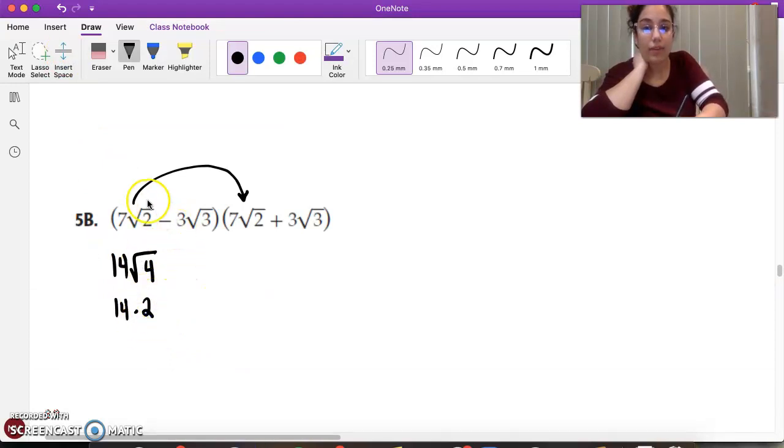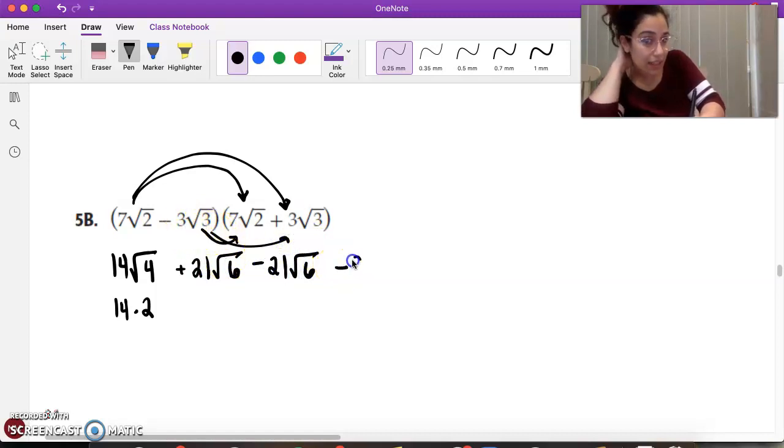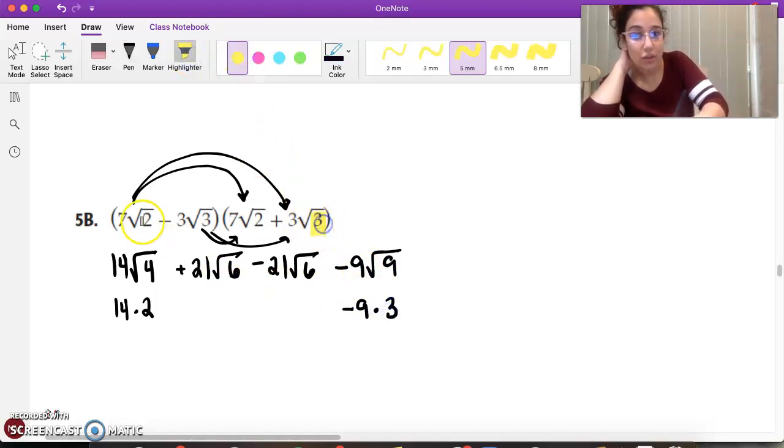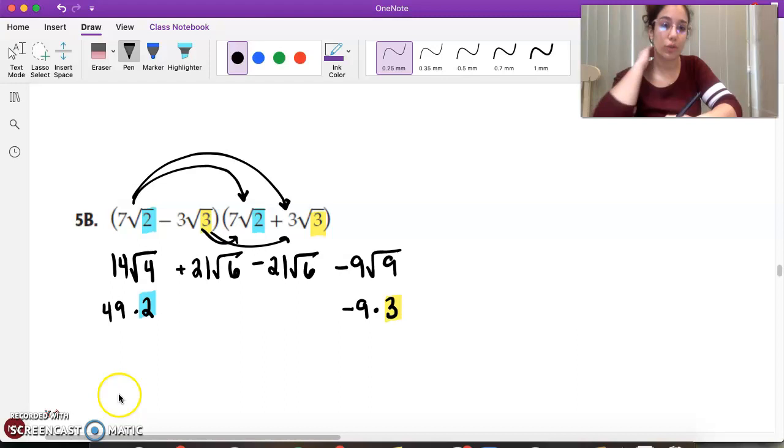So that's 1. Then we have 21 root 6 minus 21 root 6 and minus 9 root 9, which becomes negative 9 times 3, which again is just your radicand. And here is just your radicand. You notice that what happens? I wrote 14, I meant 49. Just making mistakes all over the place.